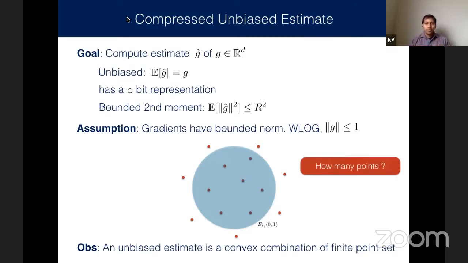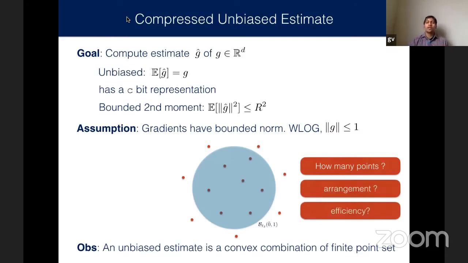However, there are many moving parts here. We want to understand how many points we consider, how to arrange these points in space, and also the efficiency of computing the convex combinations. Understanding these questions will help you understand the trade-offs that you can achieve between communication and the variance of this stochastic gradient descent.